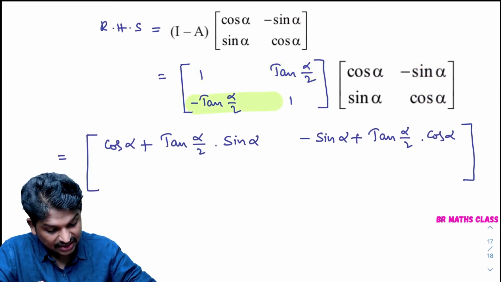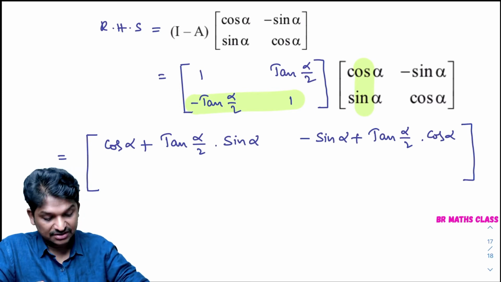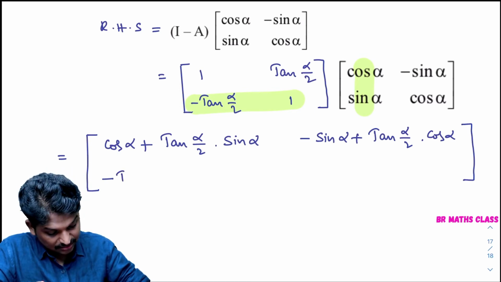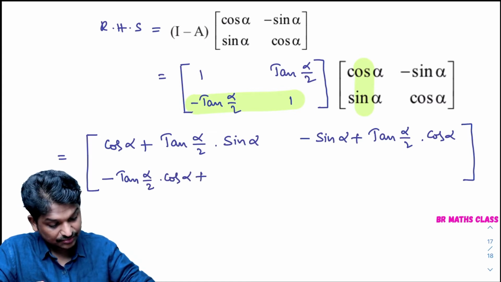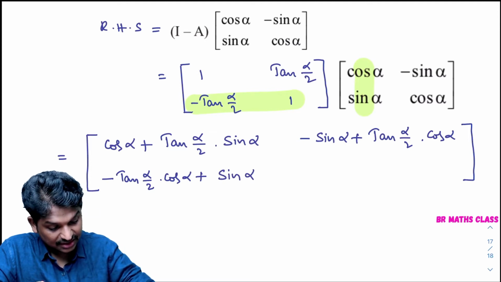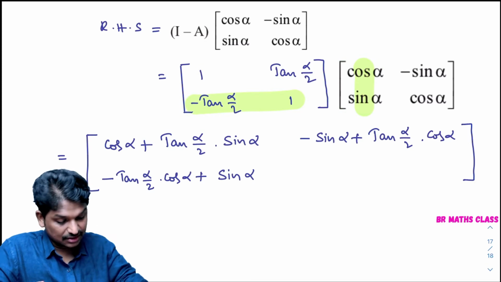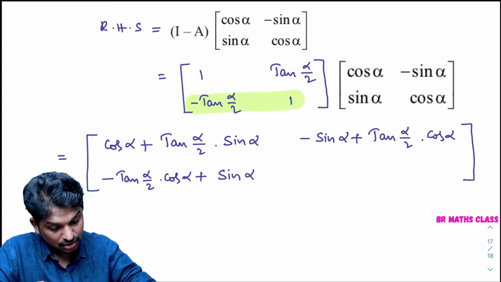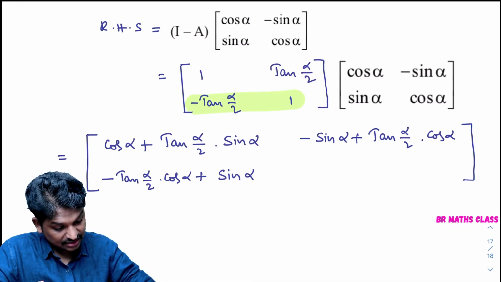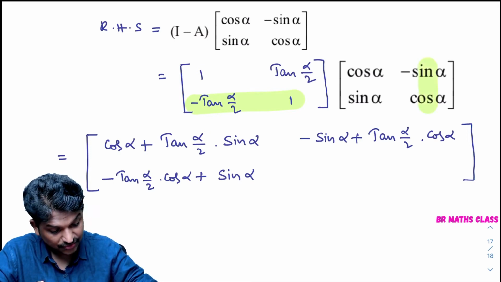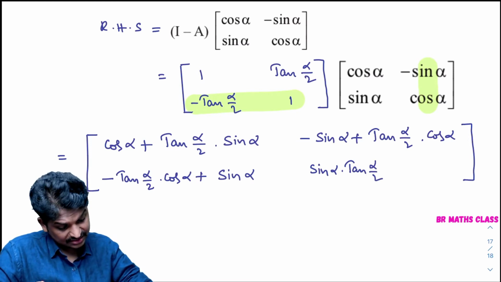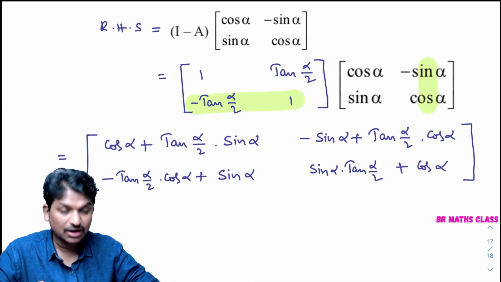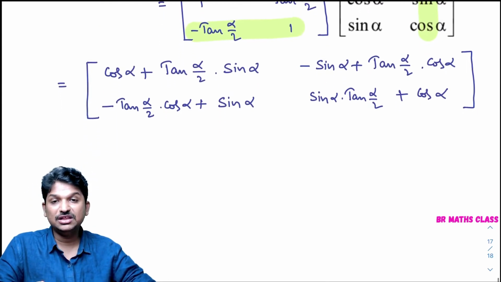Next, second row, first column. Multiply. What will you get? Minus tan alpha by 2 into cos alpha plus 1 into sin alpha, that is sin alpha. Now next, second row, second column. Minus of minus is plus. What will you get? Sin alpha into tan alpha by 2, plus cos alpha. I hope you are understanding how to multiply the matrices.